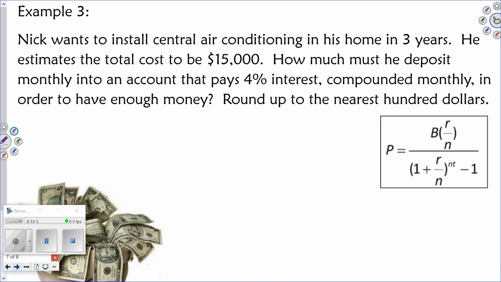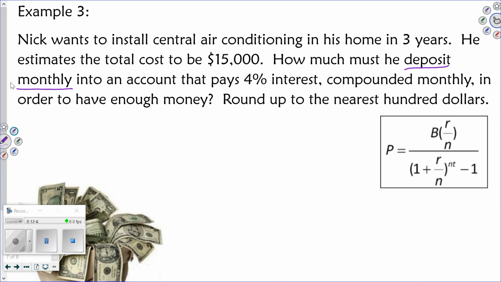Nick wants to install central air conditioning in his home in 3 years. He estimates the total cost to be $15,000. How much must he deposit monthly into an account that pays 4% interest compounded monthly in order to have enough money? Round up to the nearest $100. So again, notice that it says how much he deposits monthly. He's depositing money every month, so we know it's periodic.